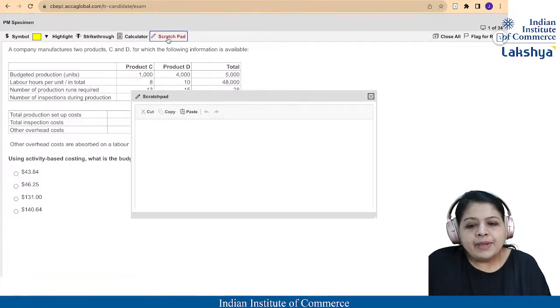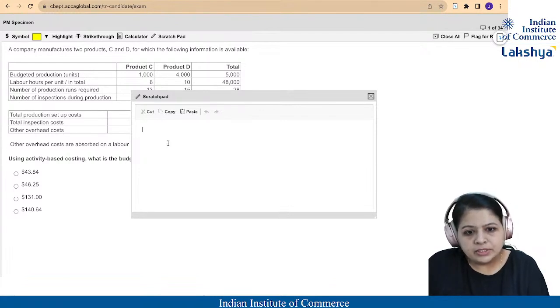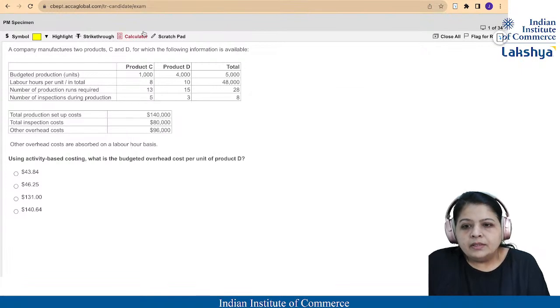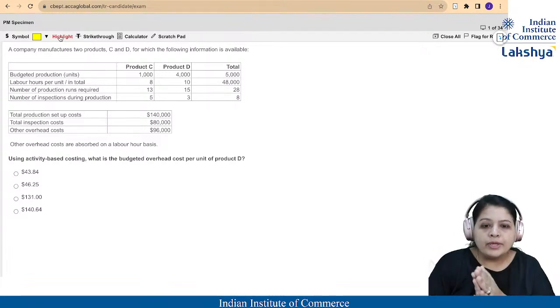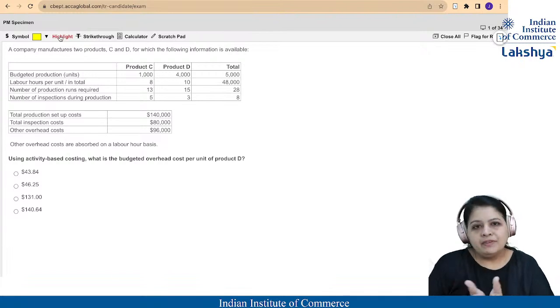There is a scratch pad also available on the platform itself, so you can calculate your answers here and then find out your final answer on the sheet. There's a strike and a highlighter. Highlighter really helps you in the examination because yesterday I was highlighting important points. You can do the same when you're giving the examination paper.